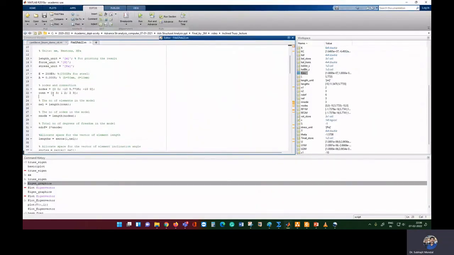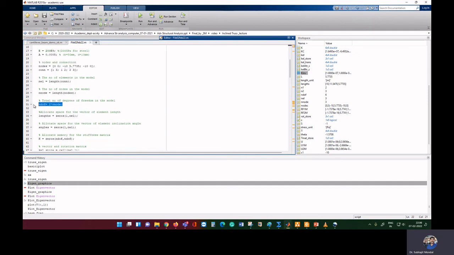And now we have defined the connectivity of the elements. The first element is connected to node numbers 1 and 3. The second element is connected to 1 and 2. The third element is connected to 2 and 3. This connectivity will be required for the assembly, to get our global stiffness matrix. For each element we can identify which node numbers are connected, and correspondingly we can find the degrees of freedom for that element.